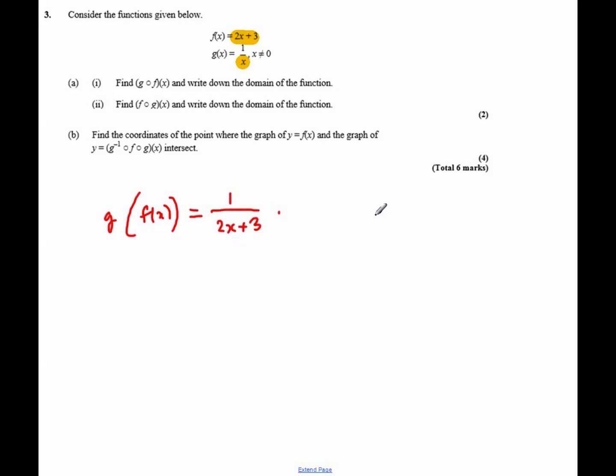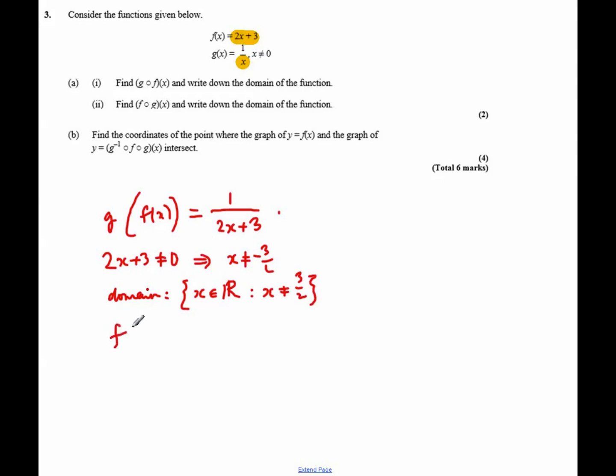Well, clearly the bottom can't be equal to 0, which means I can't have 2x plus 3 equals 0, which means that x can't be equal to minus 3 over 2. So the domain, if we want to write it properly, is going to be the set of x belonging to the real numbers such that x is not equal to minus 3 over 2.